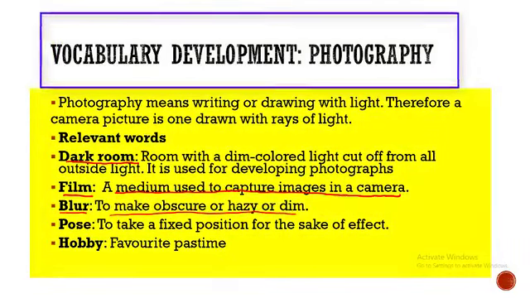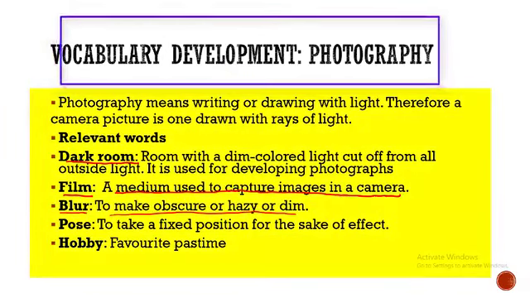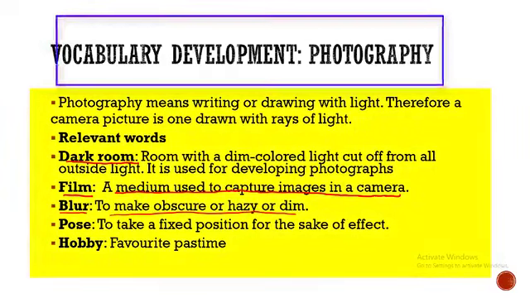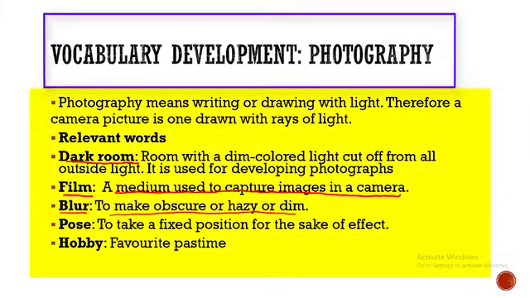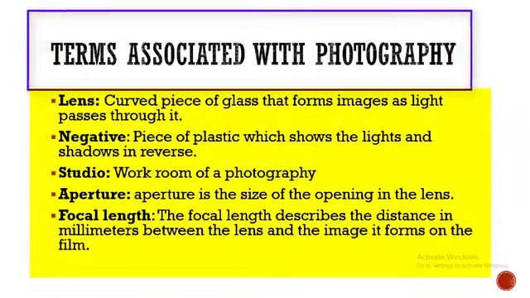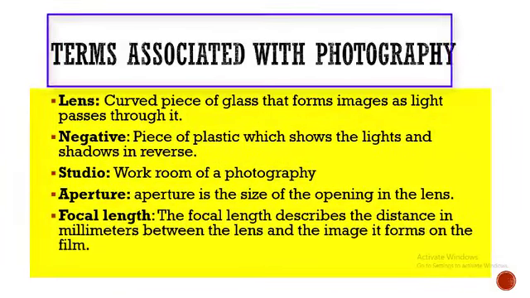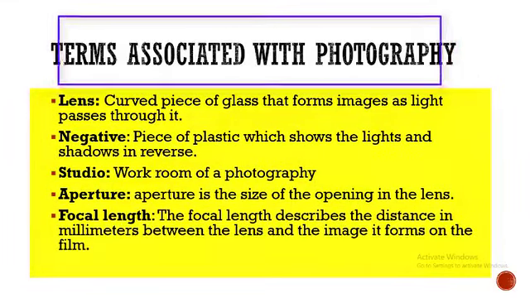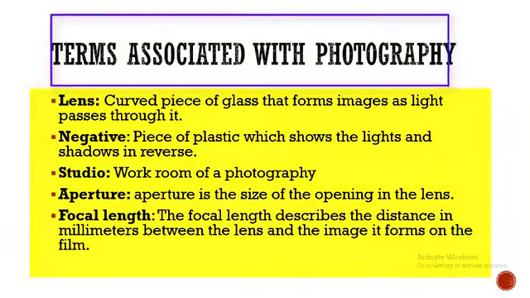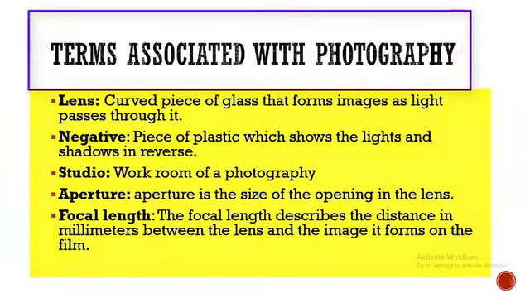Then we have to pose. To pose means to take a fixed position when taking a photograph. Then we have what we call your lens. Your lens is the part of your camera that allows images to be formed on it, especially when light passes through it. So every camera, whether digital or analog, has lenses.